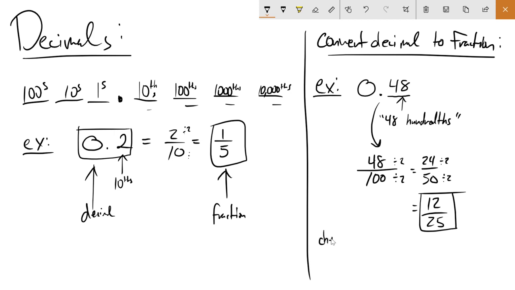Now, there's a really easy way to check if you did it right. That's the nice thing about this, is that you can always know if you did it right. Just pull out your calculator and calculate 12 divided by 25. And if you do 12 divided by 25, what do you get? 0.48. Okay. So that's the nice thing. It's always easy to check.